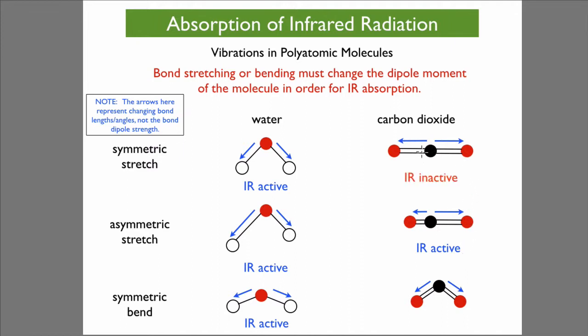This one here, if the oxygens are moving away from the carbon evenly, they'll cancel each other out, so it won't be active. But this one here, again, this bend where the oxygens are bending down is causing the molecule to be non-symmetrical, and so you've got a polar molecule. It's going to be IR active.